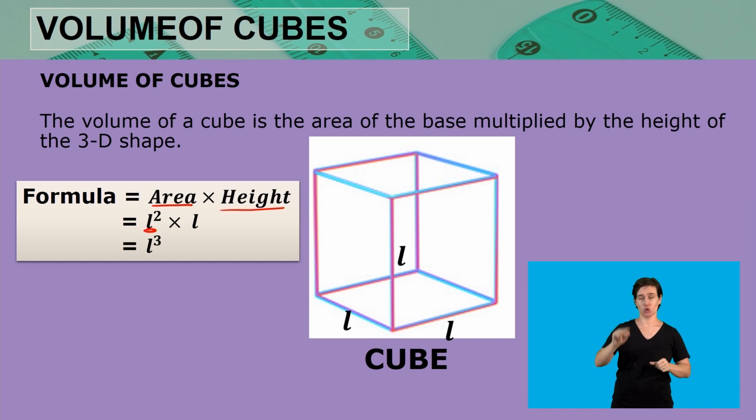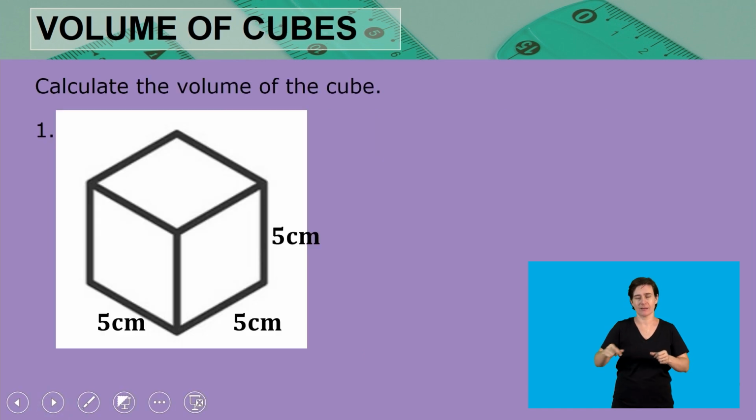Now, when we multiply that with the height, which is also the length, because all the dimensions are the same value, then that will give us the length cubed. So that means that the volume of a cube is its length cubed. Let's look at some examples.